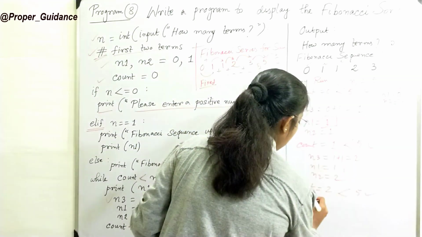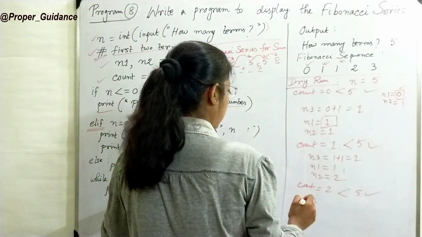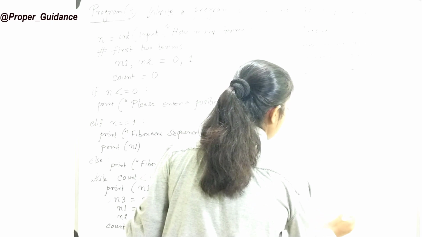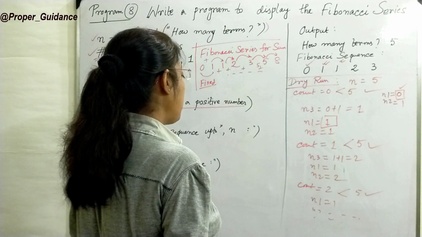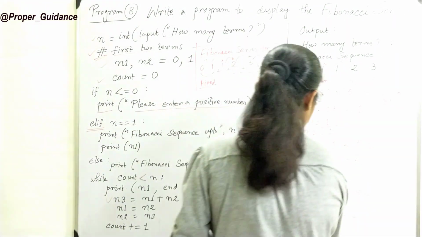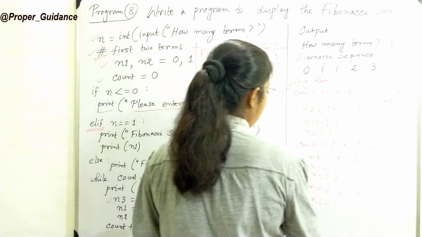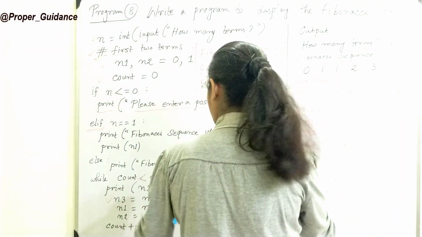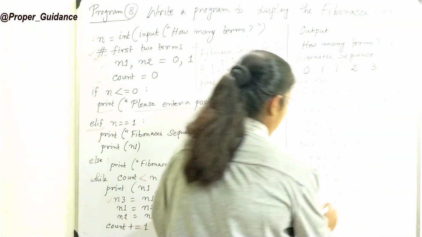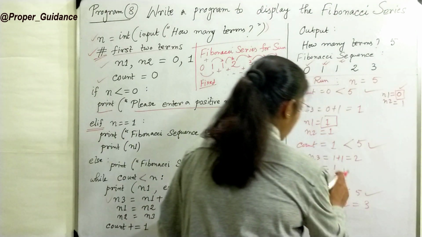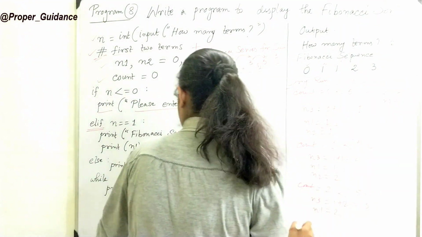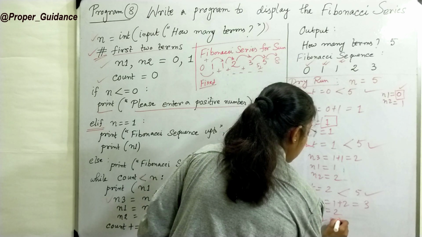Like this, continuation, till the number of 3 and up to 4. So we get here what is the value? Look, count 2 less than 5, and n3 equals n1 plus n2. n1 plus n2 means 1 plus 2, that is 3. n1 equals n2, that is 2. n2 equals n3, that is 3.